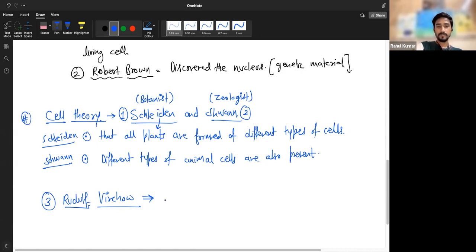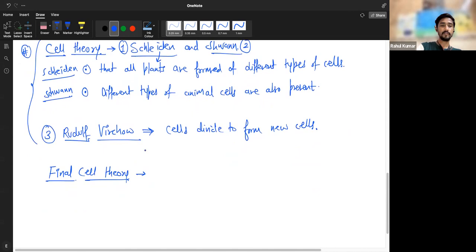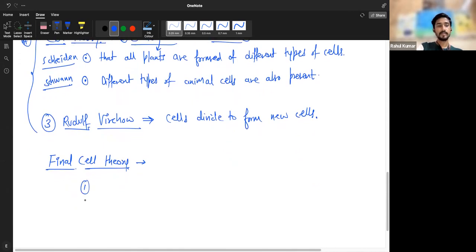So write down. Rudolf Virchow said that cells divide to form new cells because he observed cell division. Now, if you combine all of this together, then the final cell theory was formed. And the final cell theory is like this. It has 2 points. The first point, given by Schleiden and Schwann, says all living organisms are composed of cells and products of cells. Write down.